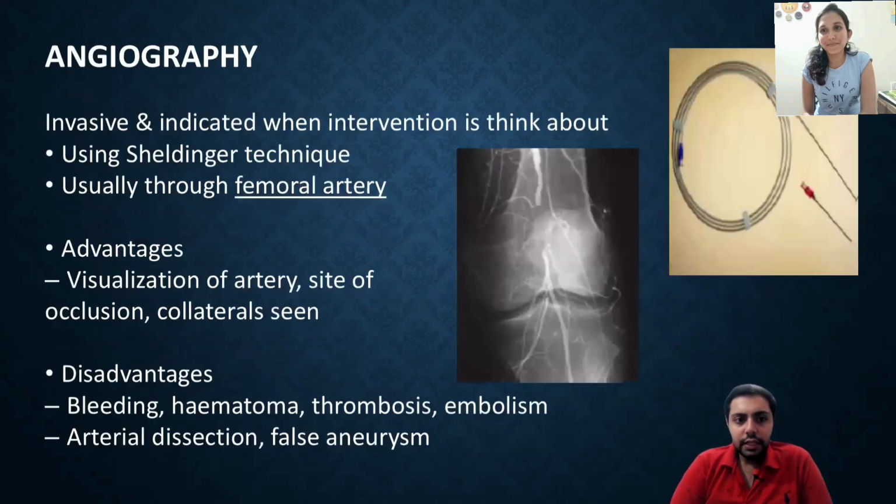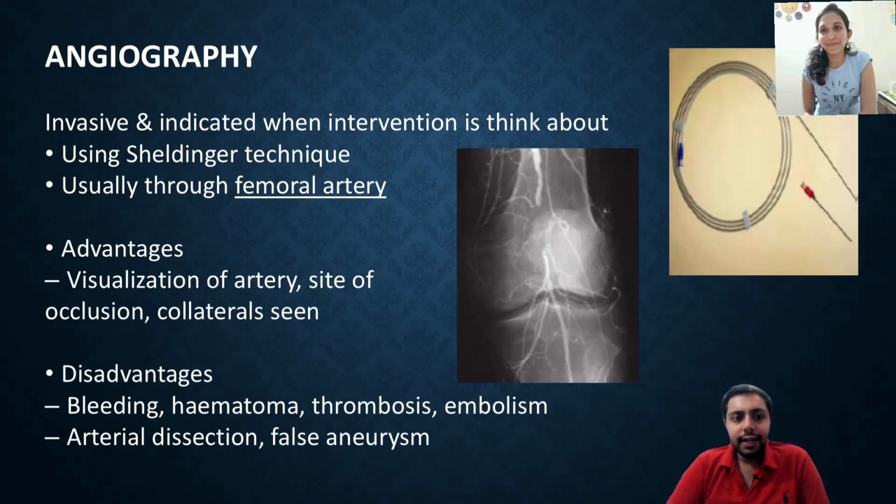Then angiography, and this you might have seen or might have heard. It's an invasive procedure. It is indicated when intervention is required, and we use the Seldinger technique, and the femoral artery is preferred in this case. So what we do in this case, we put an angiography probe inside it, and we remove the clot, or we remove the stenosis area. So advantages: visualize the artery, site of occlusion, and the collaterals can also be seen in this case.